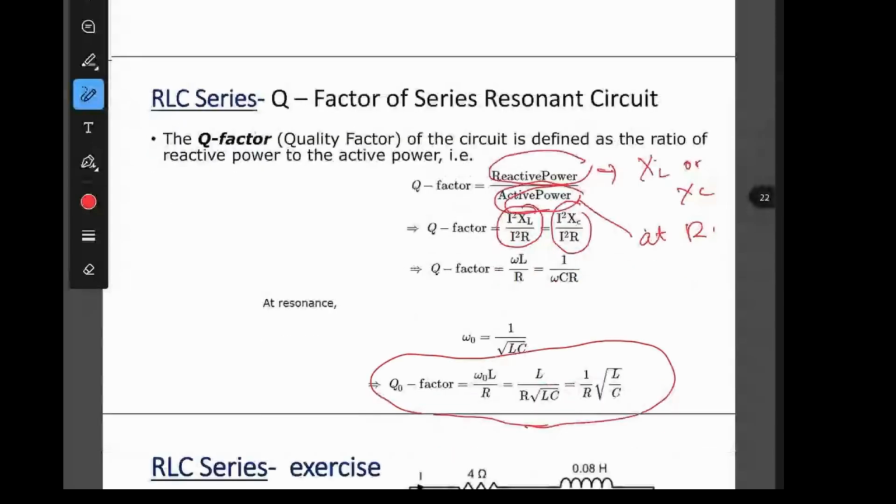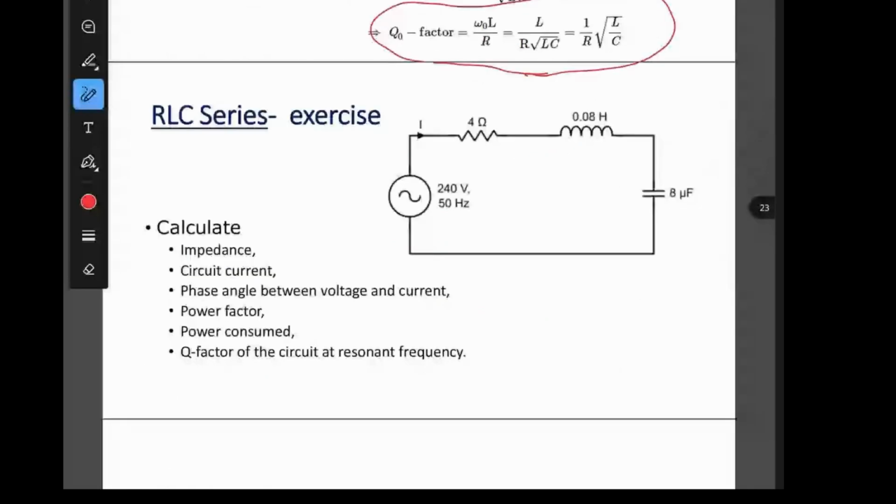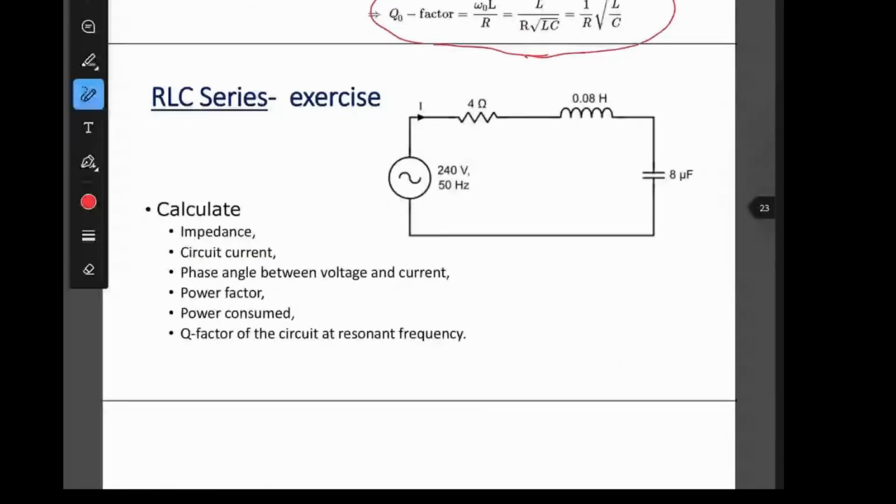Okay. Next we have exercise. First, calculate the impedance. Impedance is equal to Z. Z equal to R plus XL plus XC. So, what is XL equal to? What's XL?